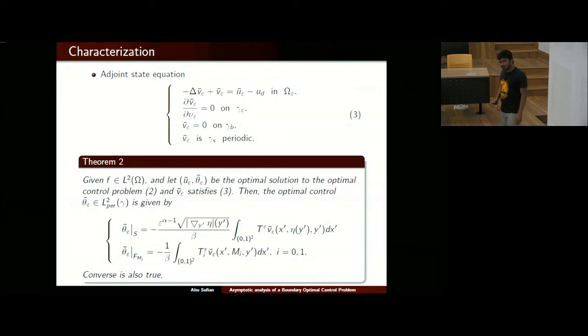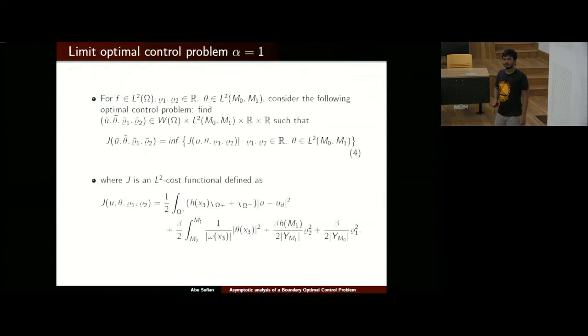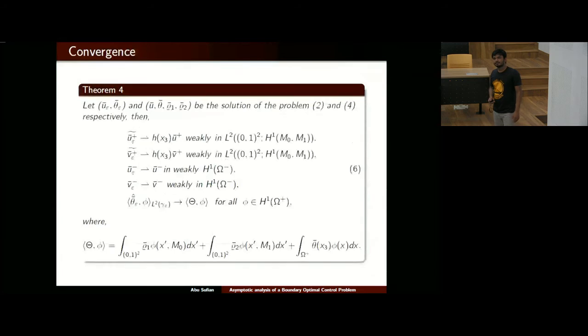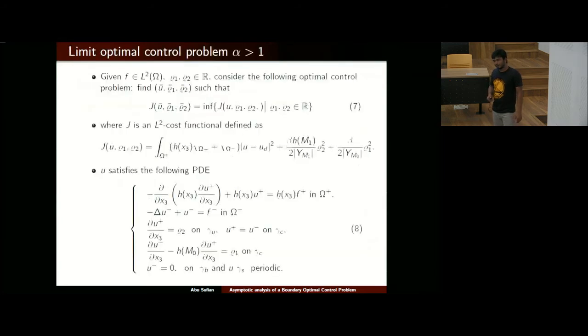So if alpha is greater than 1, this term will vanish, and there will be no interior optimal control problem. So for alpha greater than 1, we have the same optimal control problem, except that there is no interior optimal control problem now, because that term vanished because of the factor epsilon to the power alpha. It satisfies the same limit state equation, but without that control. We have control only on the upper flat part and on the interface, rho2. Basically, this controls the x3 directional derivative and the jump of the x3 directional derivative between u plus and u minus. And we have, as usual, the periodic condition.